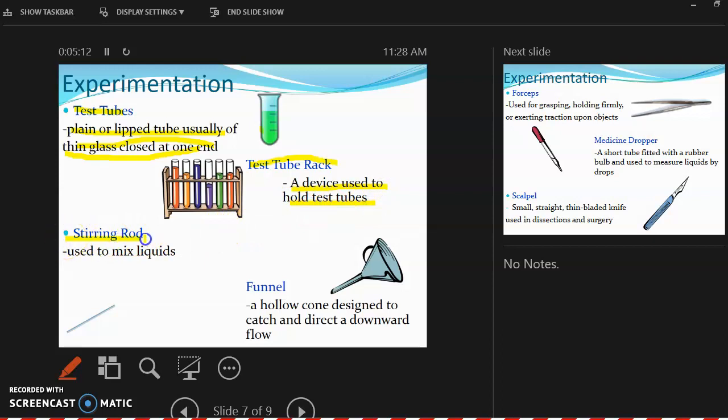And then a stirring rod is going to be used to mix liquids, because here's the stirring rod. Okay, you're going to use the stirring rod to mix the liquids because if you're heating up the liquids or if you're messing with chemicals, you don't want to mix it yourself with your finger or anything like that. A funnel. This is what a funnel looks like. It is a hollow cone designed to catch and direct a downward flow. Okay, so you're going to pour the liquid in here and it's going to flow down.